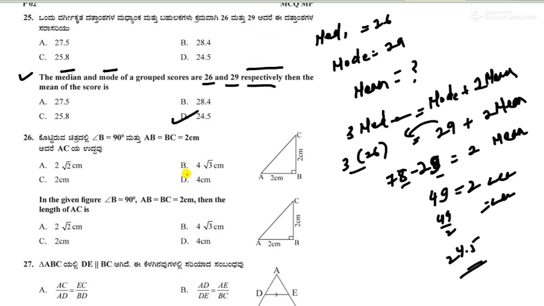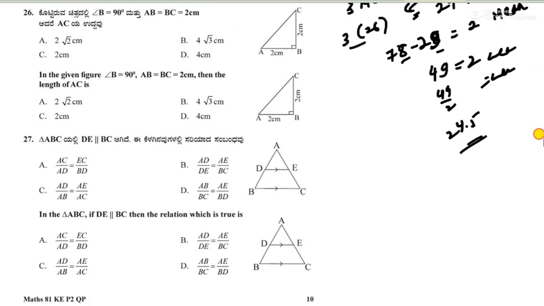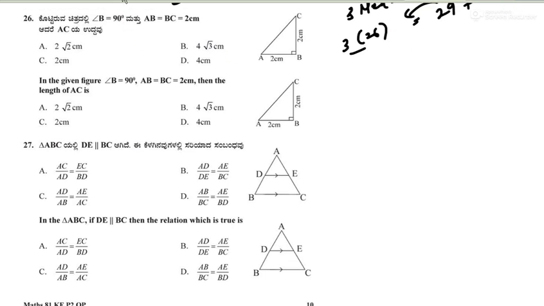Okay, next moving to question number 26. So this is our question number 26. You can read it. What have they given? In the given figure, angle B is 90, AB is equal to BC. Okay, AB and BC are 2. Then the length of AC is how much?